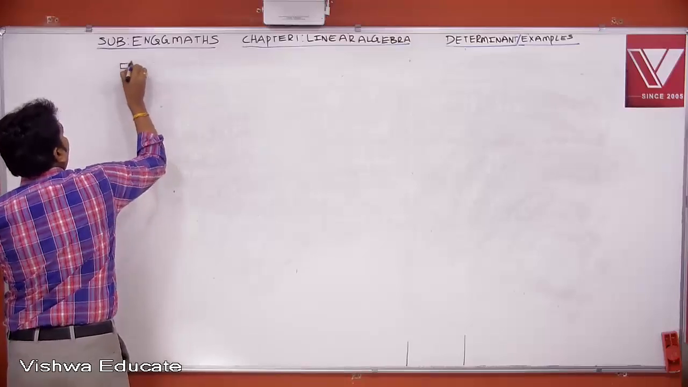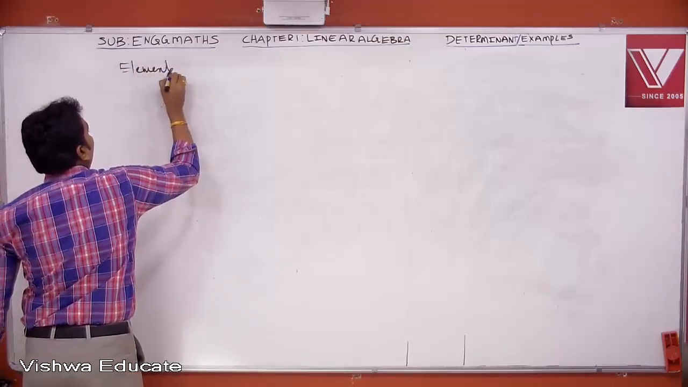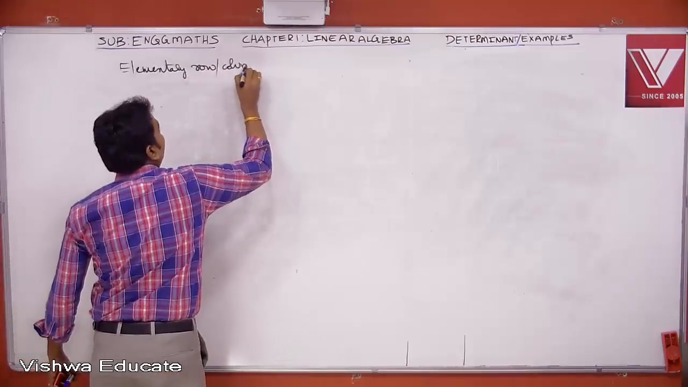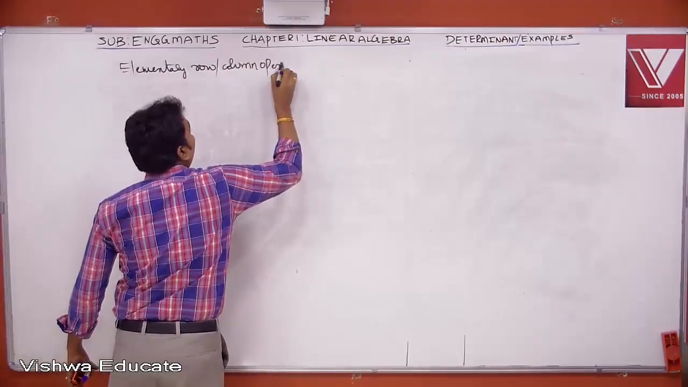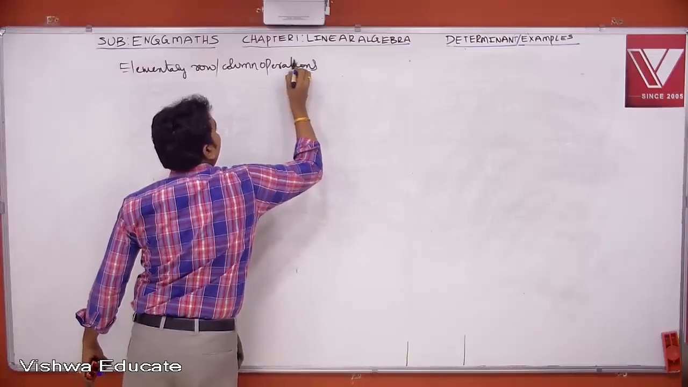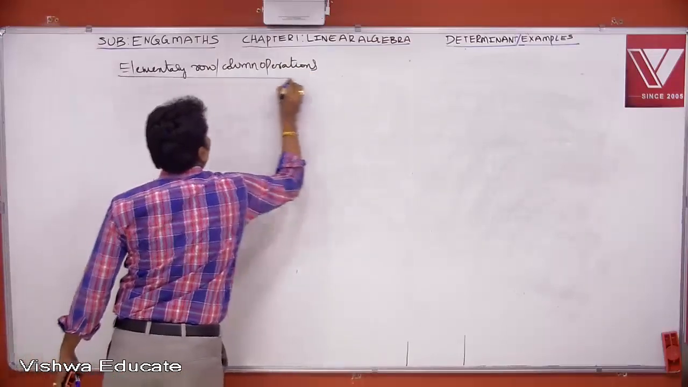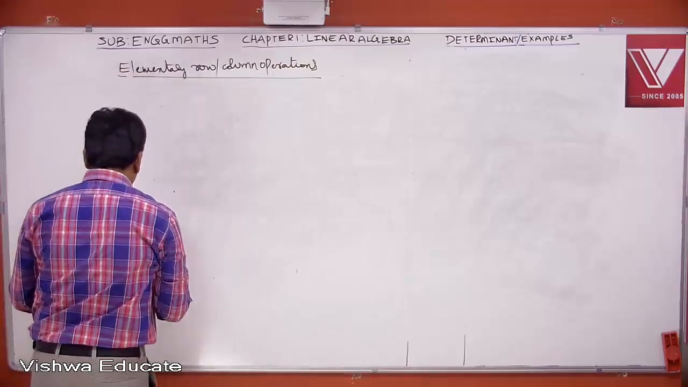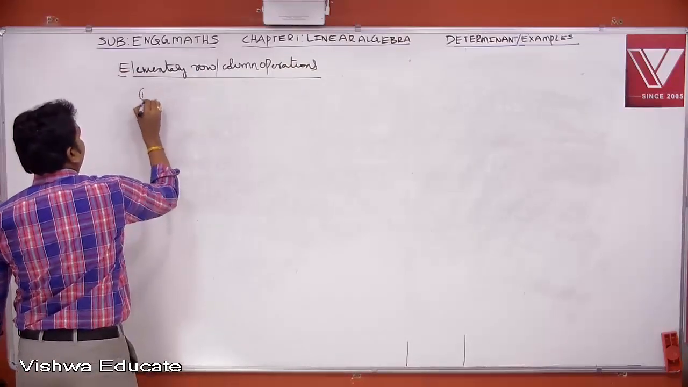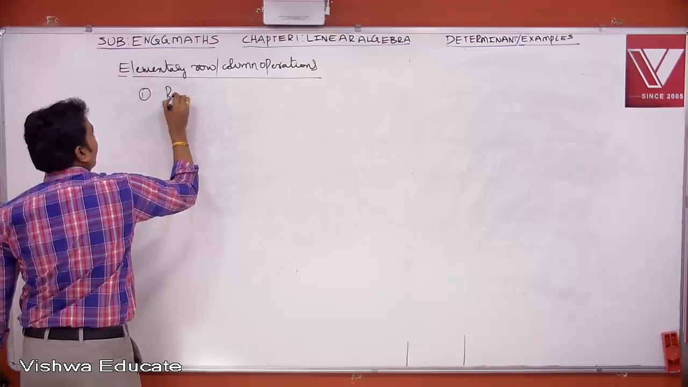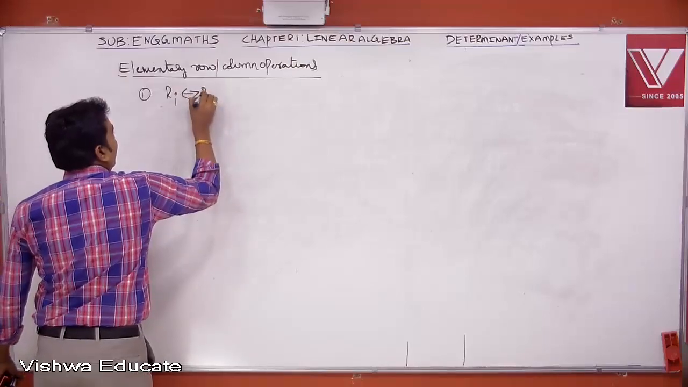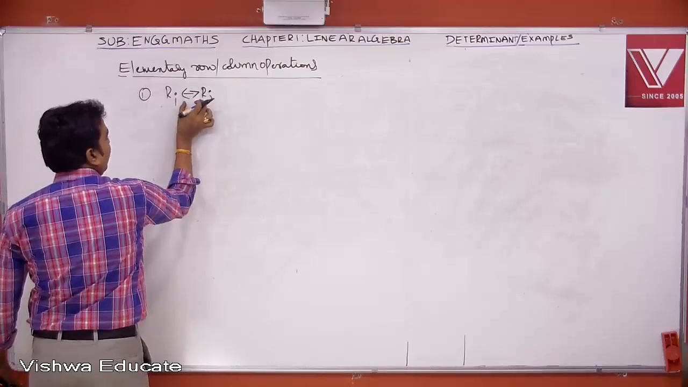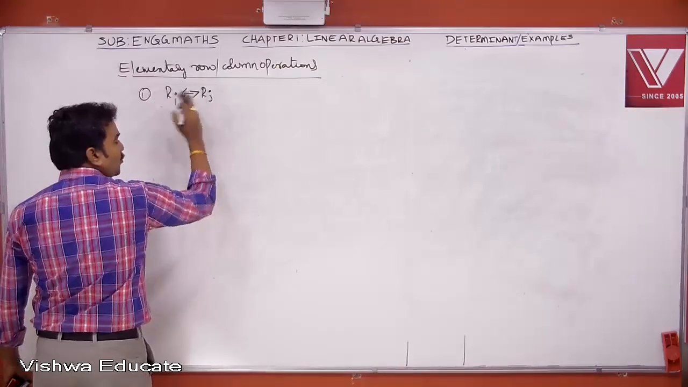The next concept is elementary row or column operations. We have 3 row operations or column operations. Let us discuss elementary operations for rows. The first row operation is this: Ri ↔ Rj. This is the ith row, this is the jth row. The meaning of this is exchanging rows.